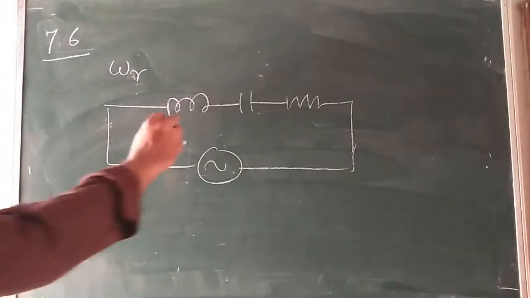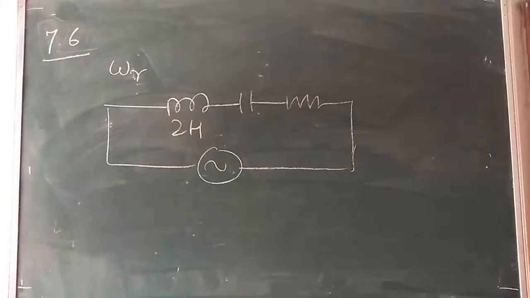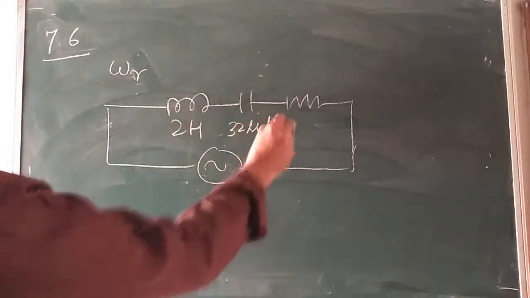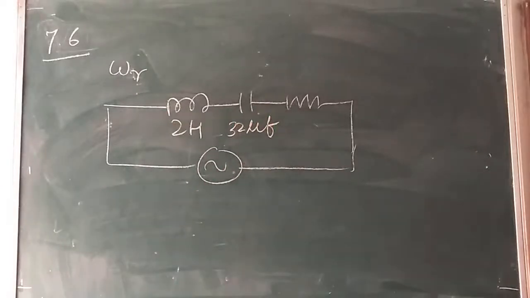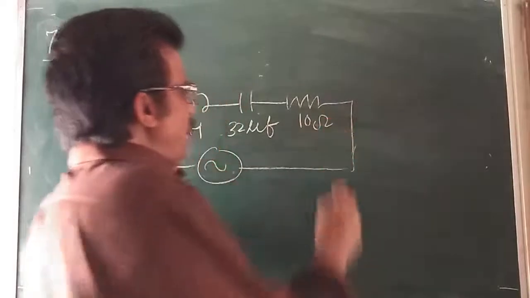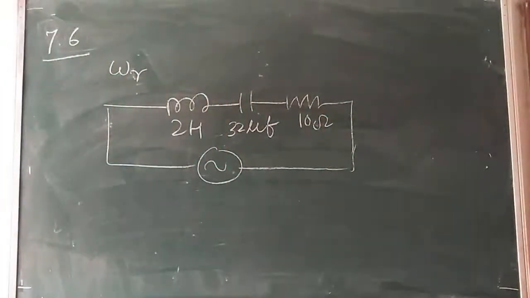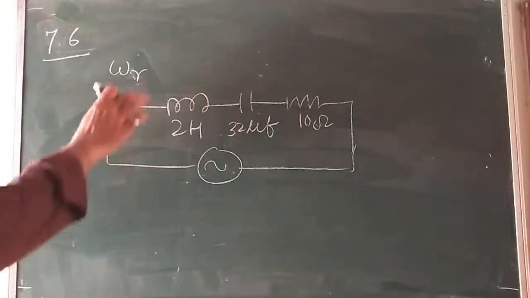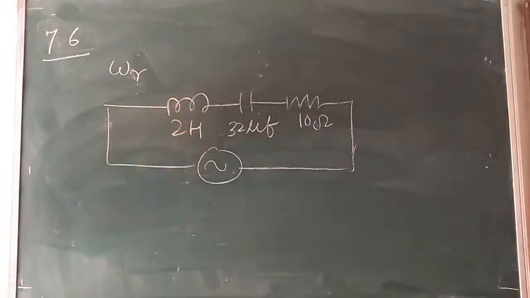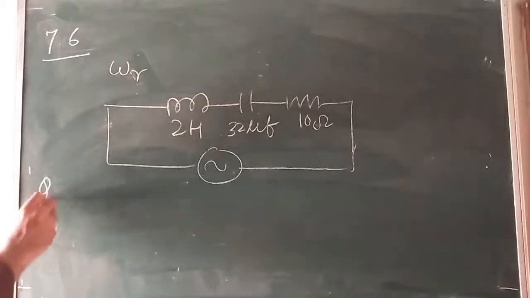The value of L is 2 Henry. The value of capacitance is 32 microfarad. The value of resistance is 10 ohm. ये दिया हुआ है. It asks the resonant frequency omega R of this series LCR circuit. What is the quality factor of the circuit? Also it asks quality factor.